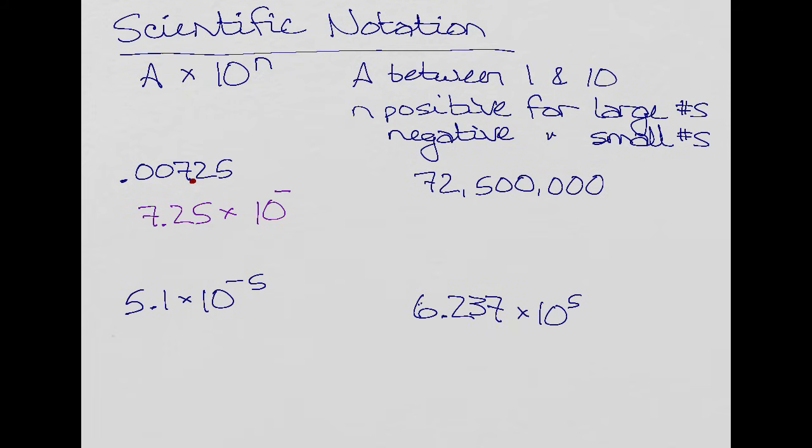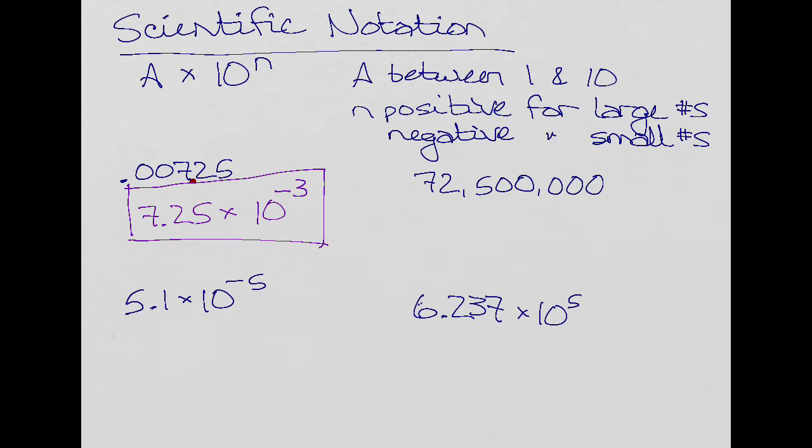And the question is, how many times did I have to move the decimal point over to get my number to be between 1 and 10? Well, let's see. It started over here. I went 1, 2, 3. 3 times. So 10 to the negative 3 power. That's the same number. It gives, especially if you're a scientist and you're used to looking at them, the same information. 0.00725 is the same number as 7.25 times 10 to the negative 3 power.